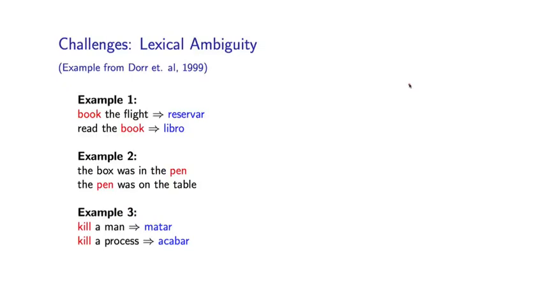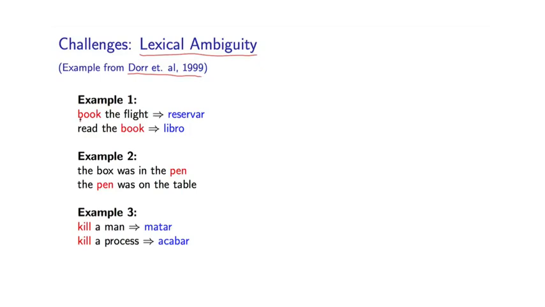Okay, so let's talk about some of the challenges in machine translation. Not surprisingly, all of the problems I've described concerning ambiguity in the last few lectures have direct consequences for the machine translation problem. In fact, ambiguity is one of the main challenges to translation systems. So here's the first example. These are examples of lexical ambiguity, and these examples are taken from an article by Bonnie Dorr and others from 1999. Several of the examples on the subsequent slides are taken from this same paper.